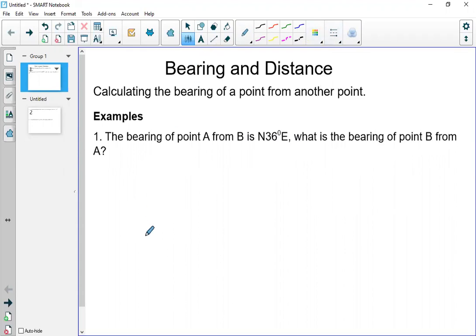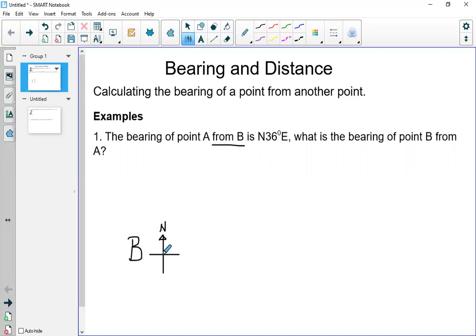So the bearing of point A from B. So you always start with the point after the word from. Locate point B with your 4 cardinal points. So here the reference, the most important point is the North Pole. So here is point B. All right, so this point here is point B.